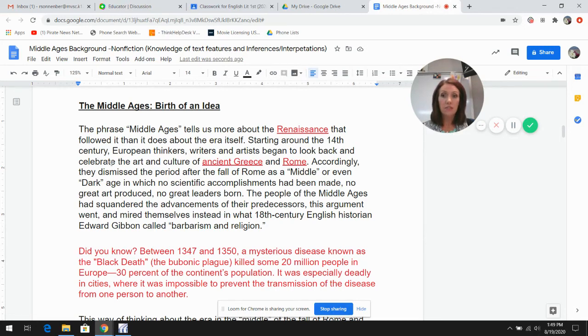Starting around the 14th century, European thinkers, writers, and artists began to look back and celebrate the culture of Greece and Rome. Accordingly, they dismissed the period after the fall of Rome as the Middle or even Dark Ages, in which no significant science accomplishments were made, no great art, no great leaders were born, and the people of the Middle Ages had squandered the advances of their predecessors. This argument went on for a long time among historians, and they were described by English historian Edward Gibbon as barbarism and religion.